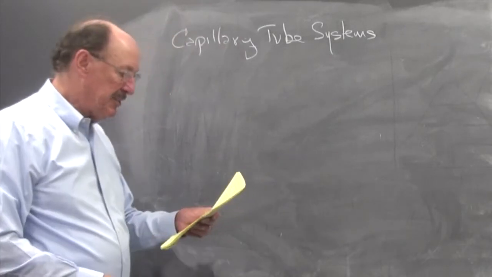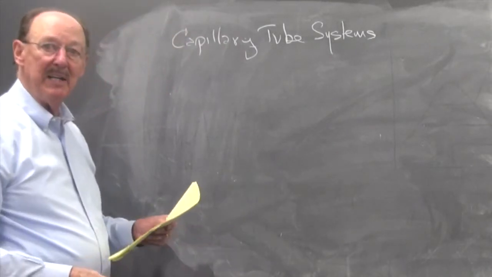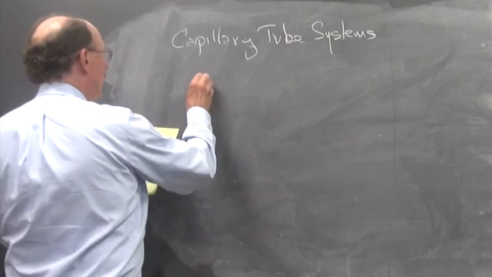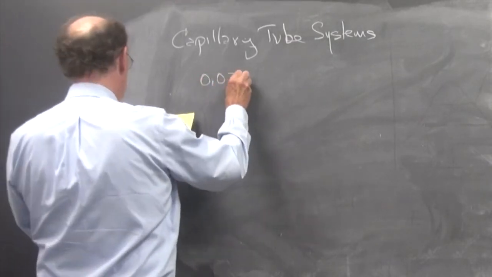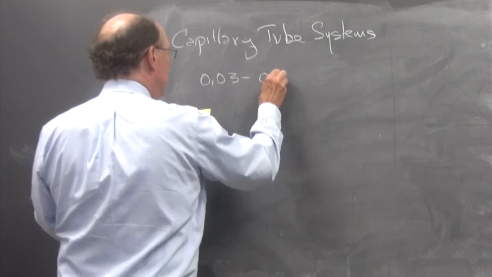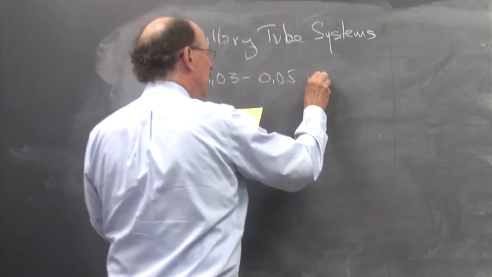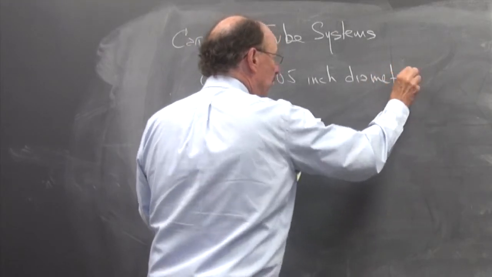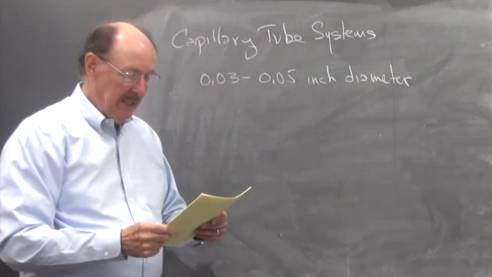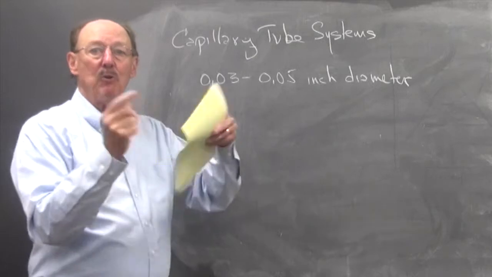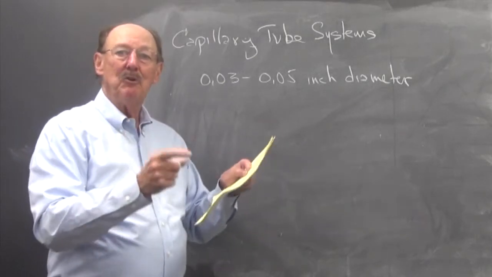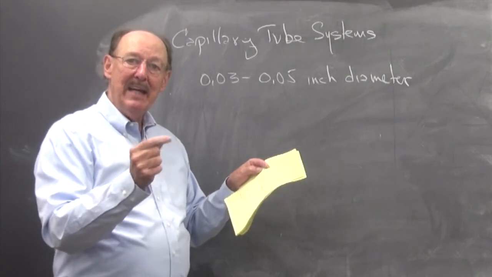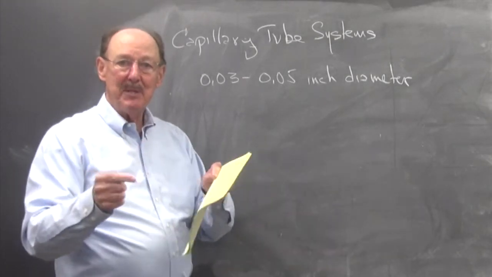And again, the sketch in the text is a little bit better than mine. And so what happens with the capillary tube is they're about 0.03 to 0.05 inches in diameter. So it's very skinny tubing. And what happens is, the longer the tubing, the greater the pressure drop. So the longer the capillary tube is, the greater the pressure drop that occurs.